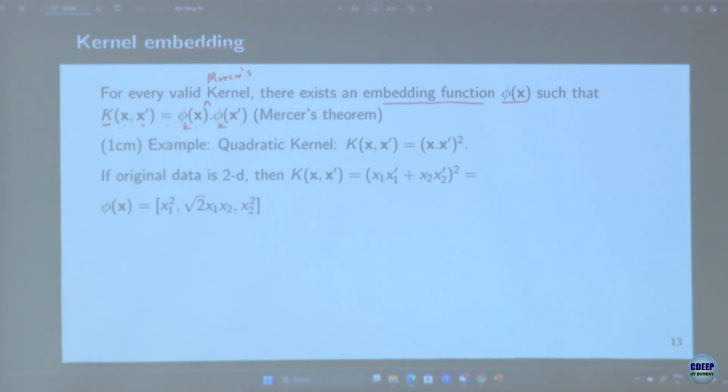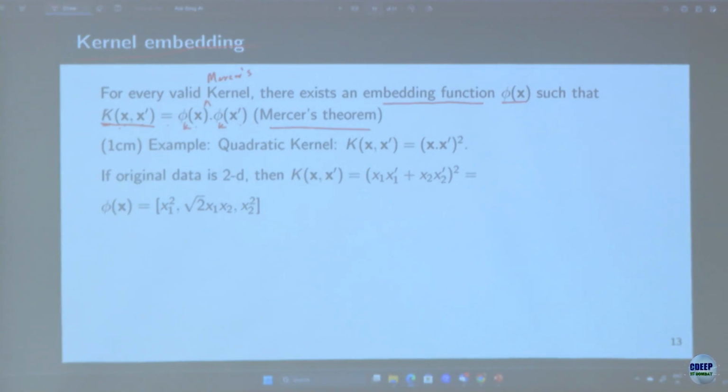But the bad news is that the embedding function could even be infinite dimensional. It does not need to be a fixed dimensional embedding. It just says that there exists an embedding, and then you can express the kernel values between pairs of points as just the dot product of the embeddings of these two points, and this is what Mercer's theorem gives us. For people who are very fluent with linear algebra, you can almost see the proof of why this is possible.